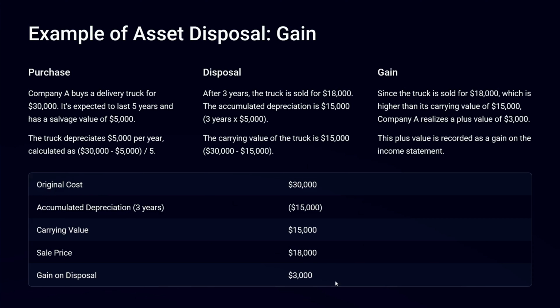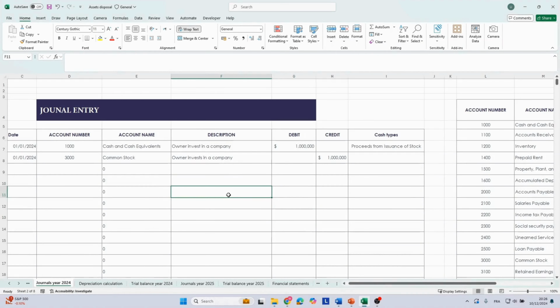So this is the summary for the transaction. Original price 30,000, accumulated depreciation for 3 years 15,000. We get a carrying value of 15,000, and the sales price is 18,000. So the gain on disposal is 3,000. Now we will go to Excel and start to do our transaction.